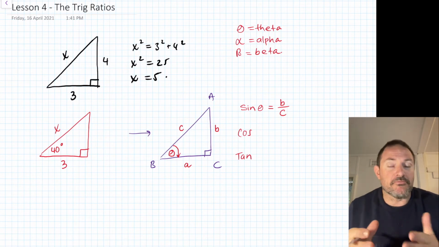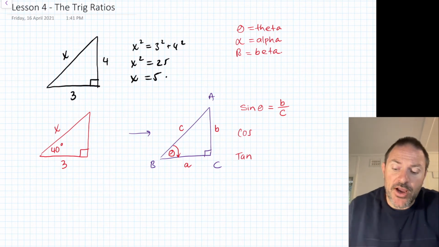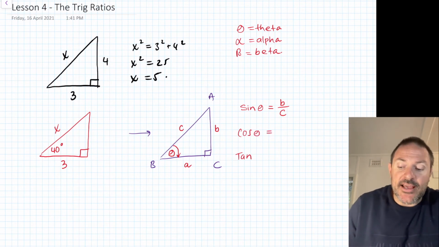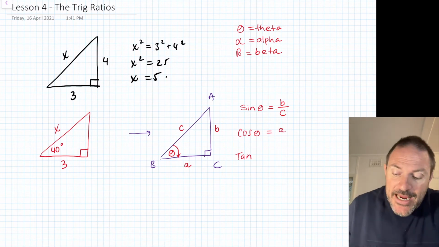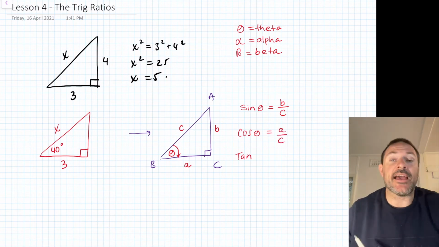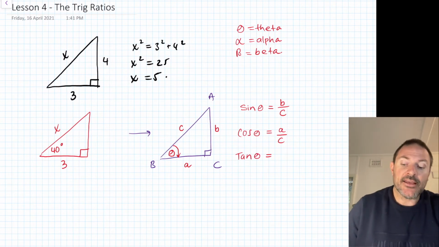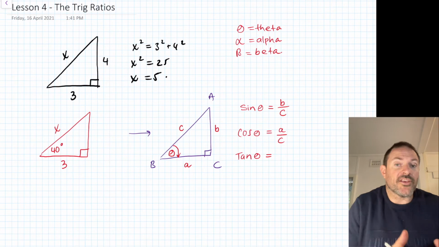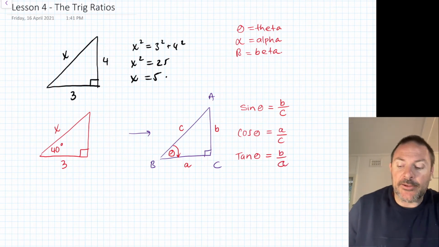Might not jump out at you why it's really cool, but it is really cool. Likewise, if they did cos of an angle, whatever it might be, like cos 40 degrees, that gave the exact same answer as dividing the A and the C together. And likewise, if they typed in tan and that angle of 40 degrees, or whatever it might be, it will be the same as doing the B divided by the A.